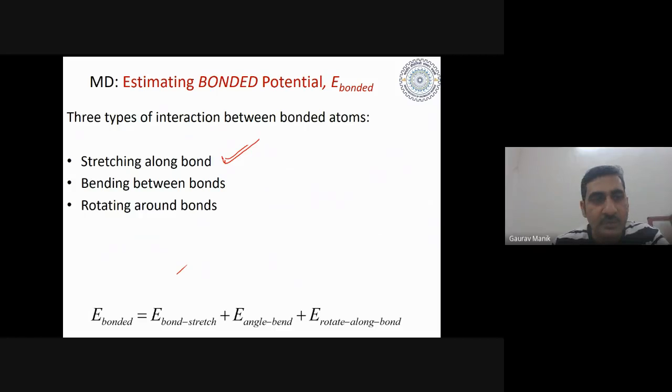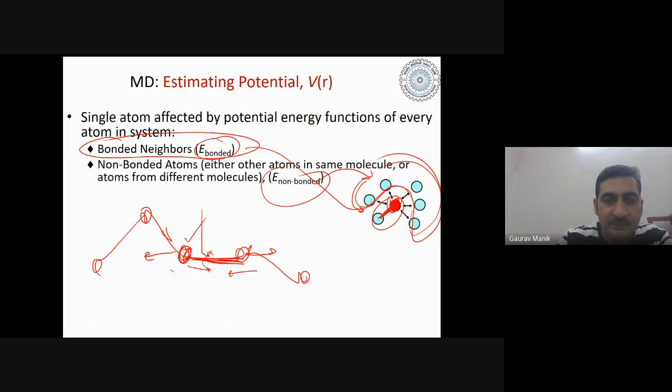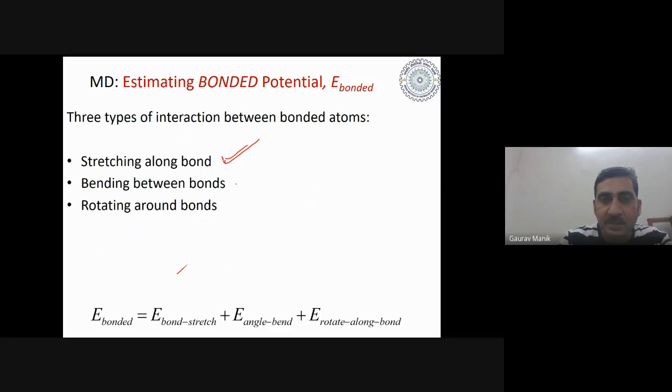Then the other force which could also be involved is the bending of this angle. These three atoms may together work such that these two may move closer, so this whole angle may decrease, or they may move in the opposite direction such that this whole angle may actually increase. So this is an angular potential, which means it's the bending between the bonds.